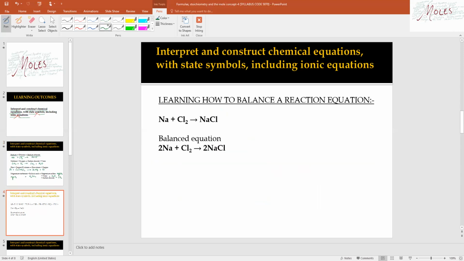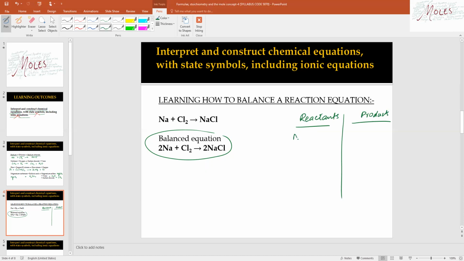Now let's balance the chemical equation below. It's the reaction between Na and Cl, Na plus Cl2 to get NaCl. Balance equation is already written here. What you need to do is to draw a column on right hand side, each for reactants and products. Let me draw a column here. Reactants, products. There are 2 reactants. Start counting the number of each reactants and products.